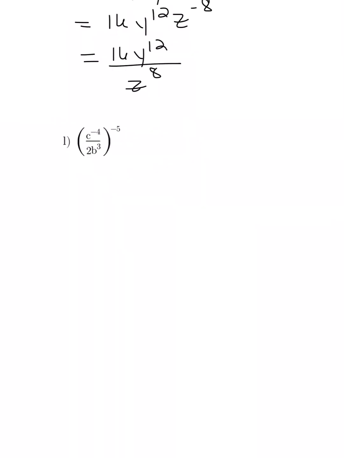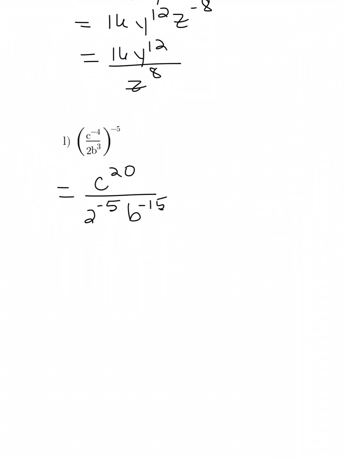For item L, when we have c to the negative 4th over 2b to the 3rd being raised to the negative 5, same idea. We are going to raise each item to that negative 5. On the numerator, c to the negative 4 times negative 5 gives me positive 20 over. We need to do 2 to the negative 5. b to the 3rd being raised to the negative 5 is going to be b to the negative 15.